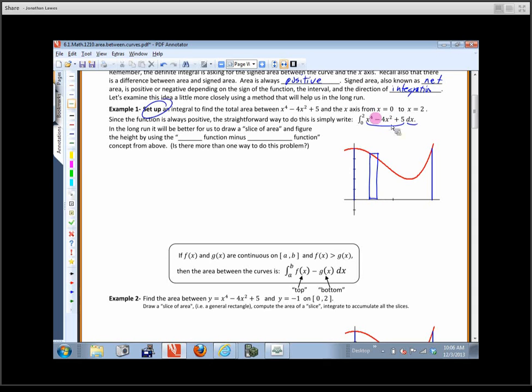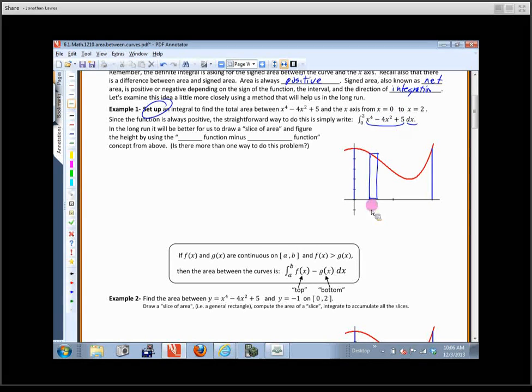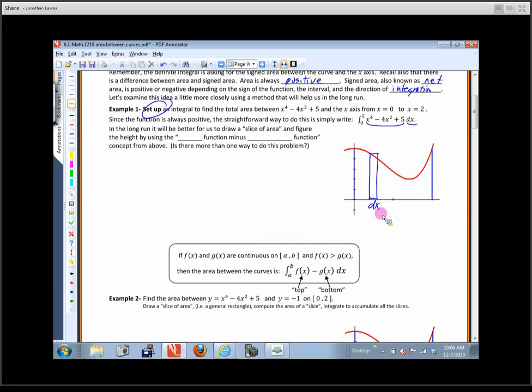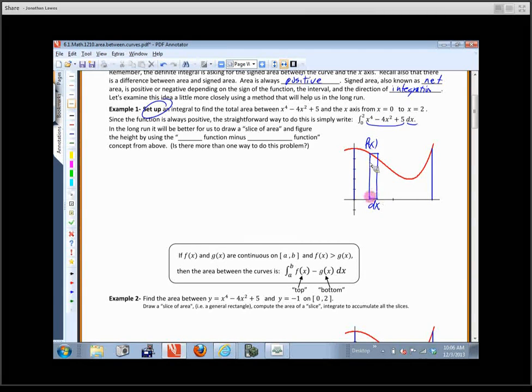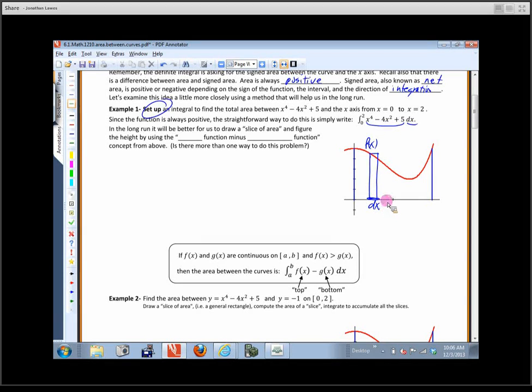And we're going to remind ourselves of why it looks like this. Okay? This is dx units wide. It's f of x units tall. And the reason we know that it's that tall is because the bottom of this is at y equals 0, or at f of x equals 0, if you wanted to think of it that way. So that little representative slice looks like this.